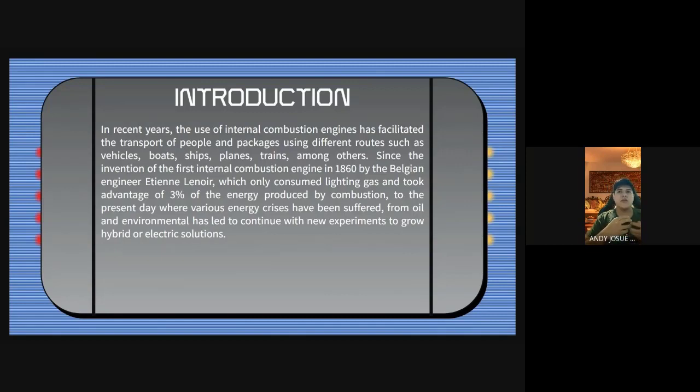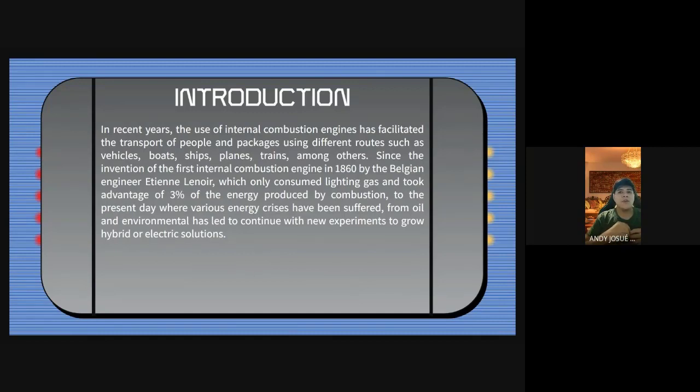The first internal combustion engine was invented in 1816 by the Belgian engineer Étienne Lenoir, which only consumed lighting gas and took advantage of 3% of the energy produced by combustion. Engineering risks related to oil and the environment have led to continued experiments to develop hybrid or electric solutions.